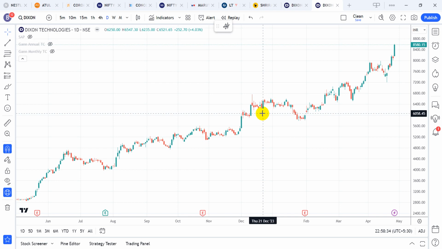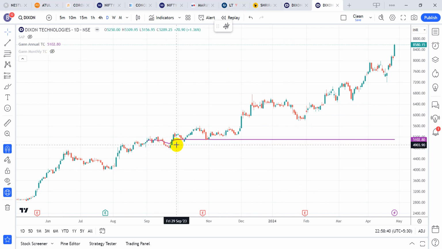So how to use this indicator? First, let's discuss the Gann annual trend chain level. This level gets activated from 1st of October of every year till the next 30th September of the next year, and this line will get generated.